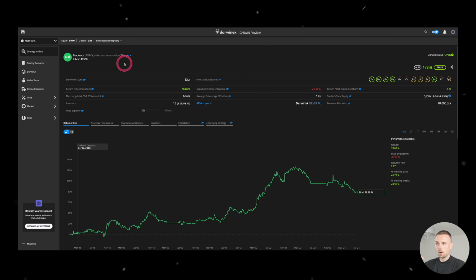Now I'm going to show you with proof exactly why the risk engine is not against you, by using different traders' records to highlight how the risk engine has actually favored the traders. As we can see here, this is a Darwin. This is Darwinex Classic. Essentially this trader has made a 78.8% return and a drawdown of minus 22%.